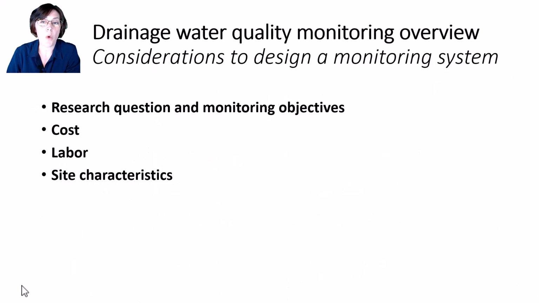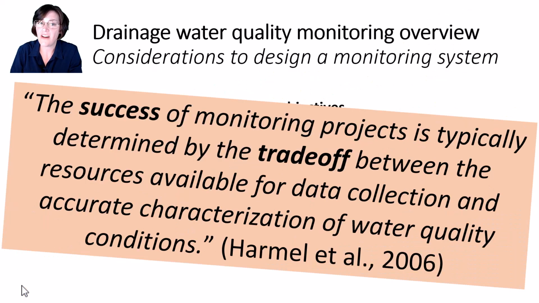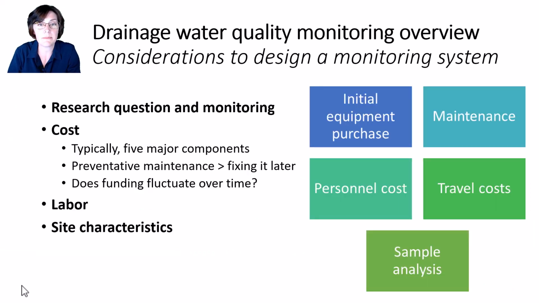You start by thinking about what you want to do, that is, what your monitoring objectives are, in a totally ideal world. And then these next 3 factors bring you back down to reality, starting with cost or your available budget. There are a couple of great quotes from an article that is a suggested reading. Most projects designed to collect discharge or flow and water quality data are constrained by limited resources. And the success of monitoring projects is often determined by the trade-off between the resources available and accurate characterization of the water quality. We all want our projects to be successful, but we deal with limited funding. And so you prioritize by thinking through your budget.